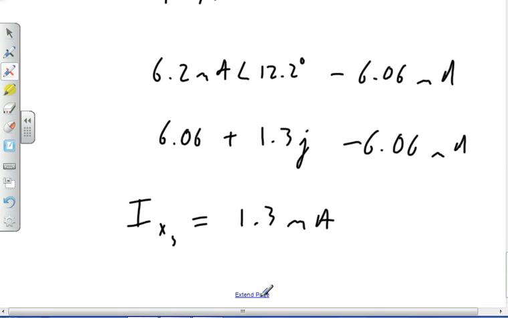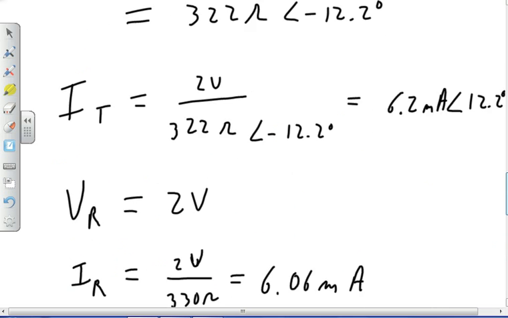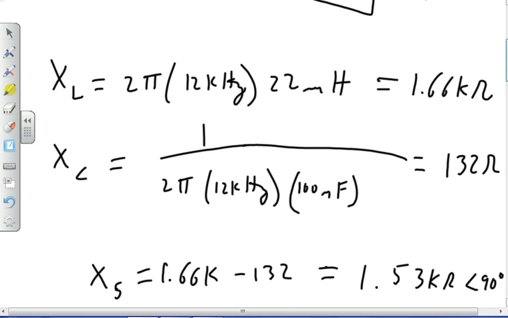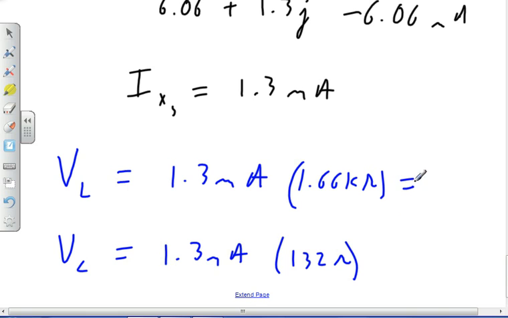Nice approximation, but wrong. All right, so that being the case, my voltage across the inductor is 1.3 milliamps times something. Voltage across the capacitor, 1.3 milliamps times something. What are those somethings? 1.66K and 132 ohms. There are angles associated with both of those things, right? So this one has an angle of 90 degrees, and this one has an angle of minus 90 degrees.